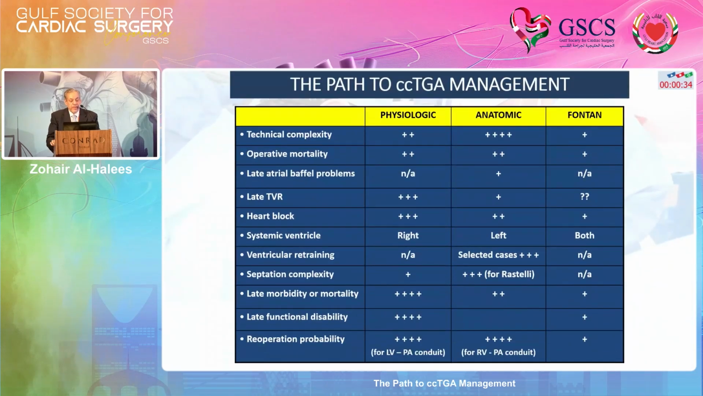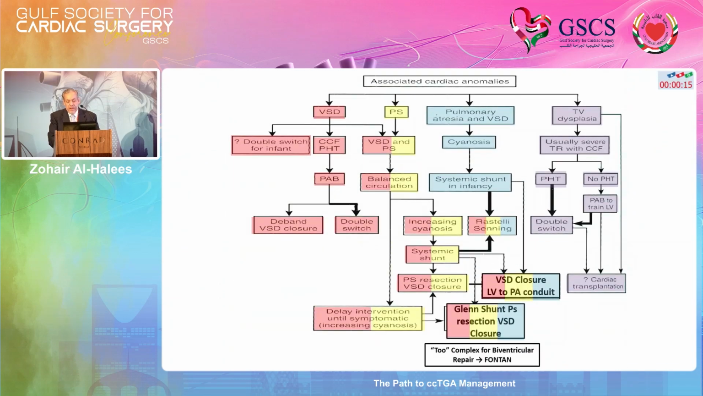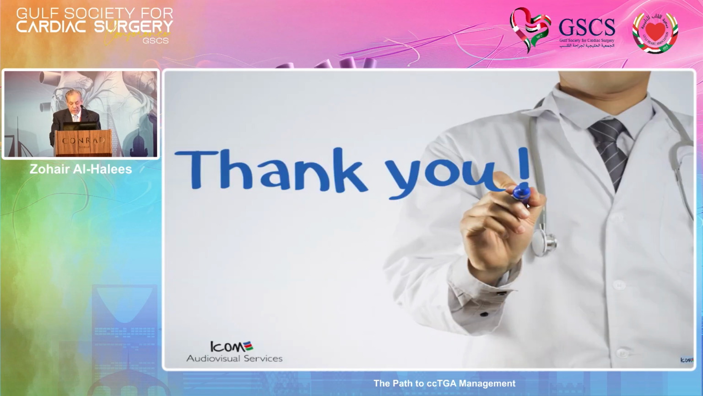Because if you look here at comparing the three approaches towards ccTGA, you can see, by just a superficial look, that the Fontan probably would be the better approach. However, every one of these approaches has pros and cons, and one has to be very careful in choosing what is best for the patient. It is a complex algorithm, and I guess it's too complicated to explain for now. But this is quite a good algorithm that guides you towards the approach to various subsets of ccTGA with associated malformations. Thank you.